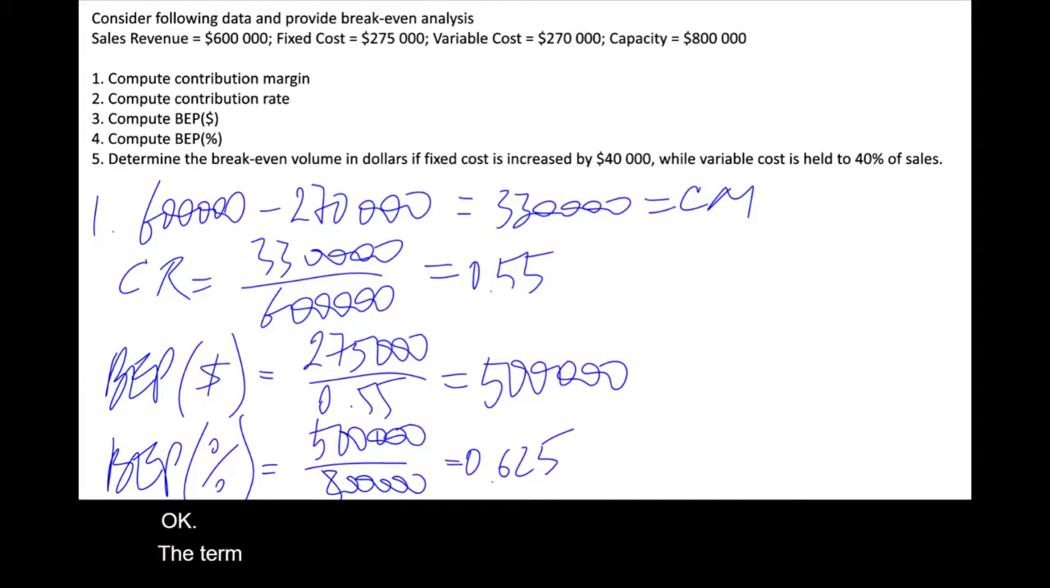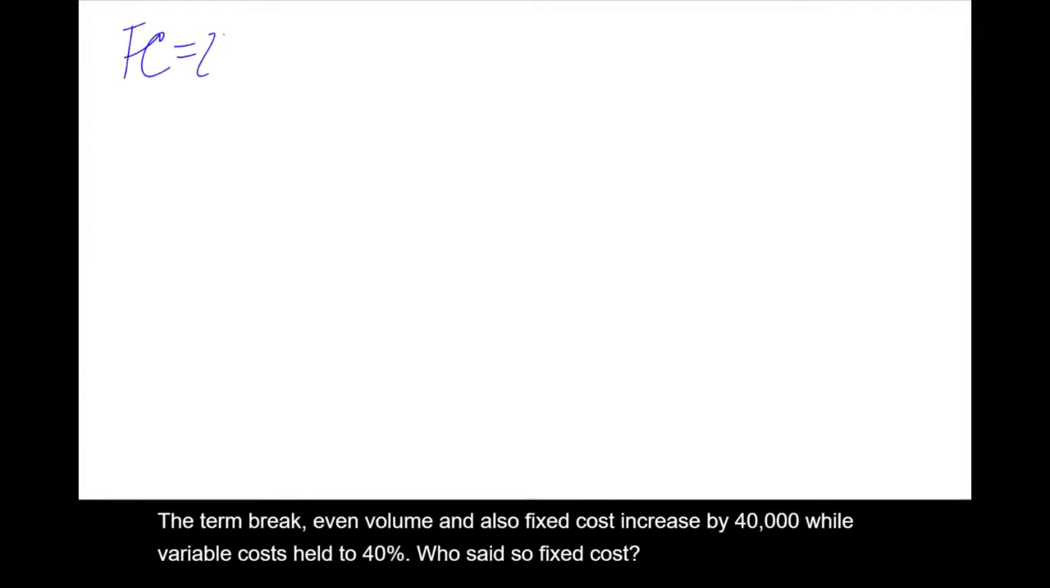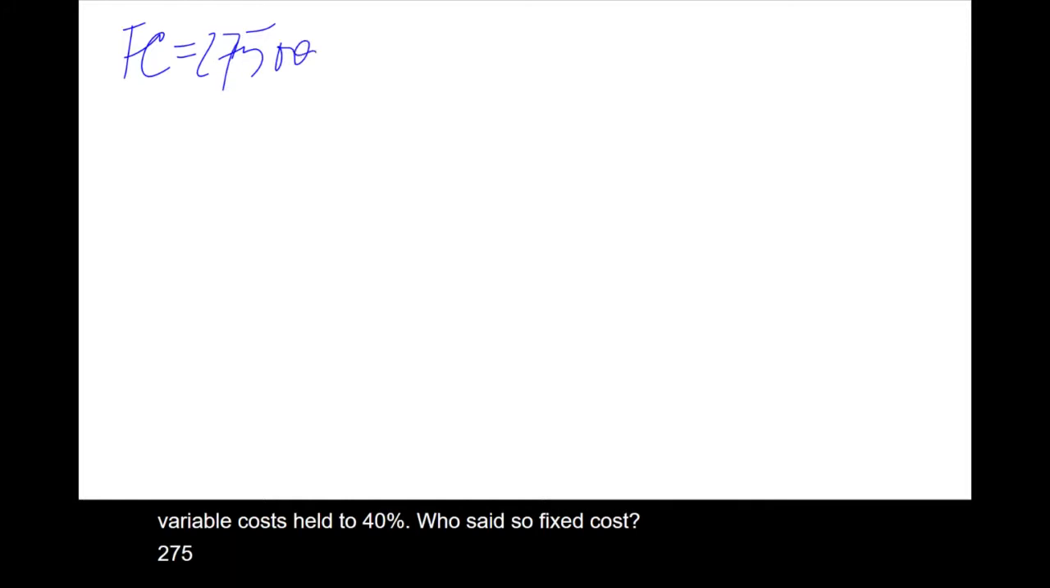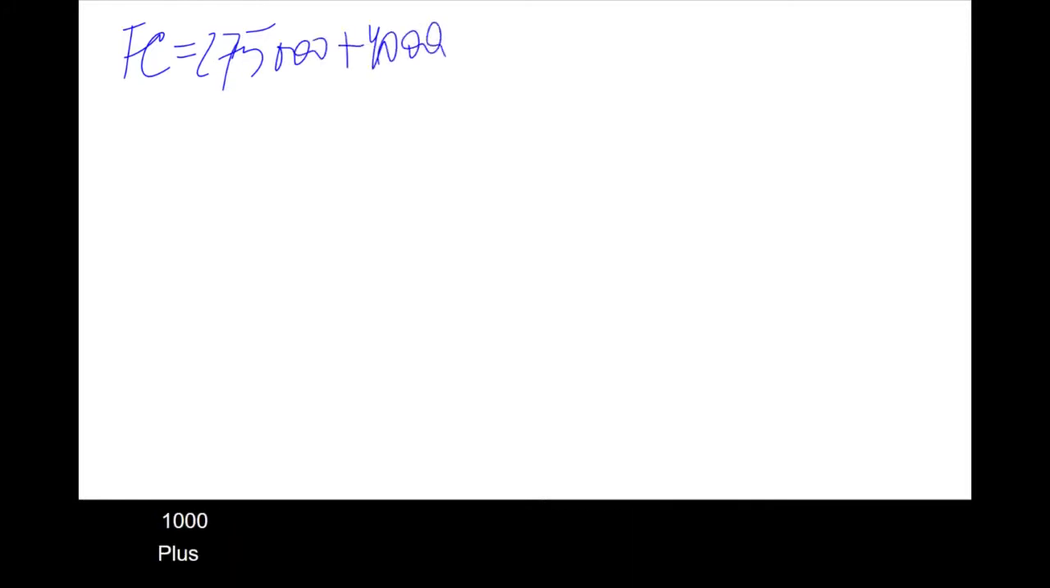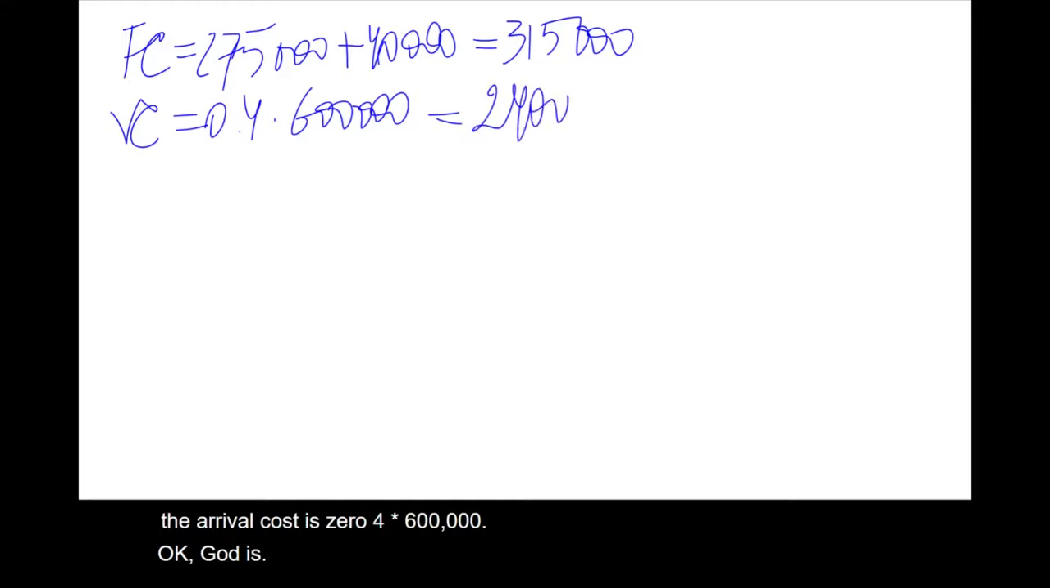Determine break-even volume in dollars. The fixed cost increased by 40,000, while variable cost held to 40% of sales. So fixed cost is 275,000 plus 40,000. So what is that? 275 plus 40, 315,000. Variable cost is 0.4 times 600,000. Okay, that is 240,000.